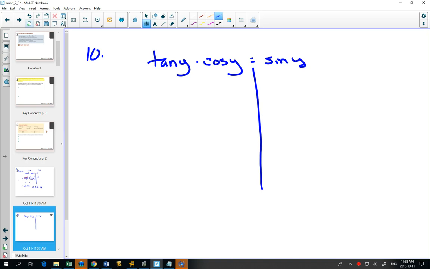One of the strategies that we get introduced to early is, of all of our tools that we have, every single thing that we know can be changed to sine and cos. Right? If I have secant, I can change it to 1 over cos. If I have cotangent, I can change it to cos over sine. Tangent, I can change to sine over cos. So one of the key strategies we learn early is if we change everything to sine and cos, there's a good chance that we can make things look the same. So in this case, I can change tan to sine over cos.